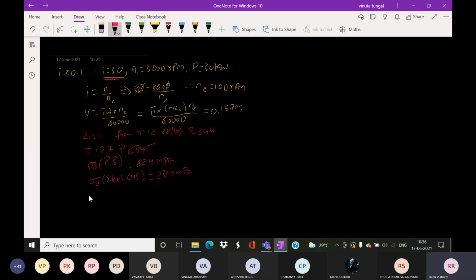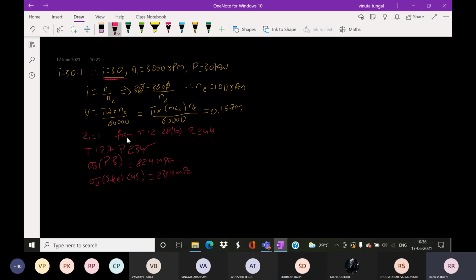Do you have any doubt in this? Can anyone reply? If you don't have any doubt, I will proceed further. Sir, while finding velocity, Z2 was given in the question. No, Z2 was not given.